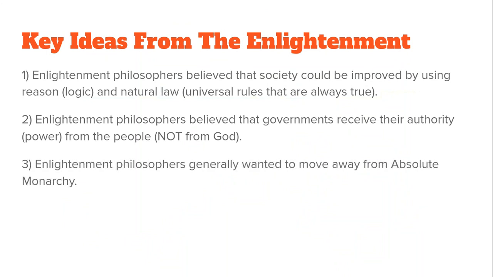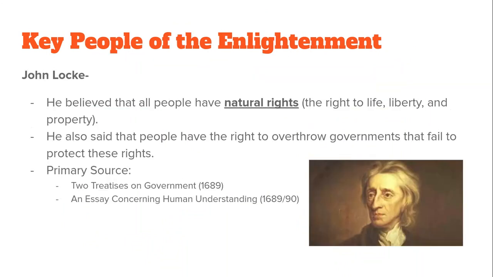And then finally, most Enlightenment philosophers wanted to move away from absolute monarchy. They saw it as inefficient, they saw it as unjust, so unfair to the people. And it just wasn't the best form of government for the people. And again, you're going to see a lot of absolute monarchs overthrown during this time period. All right, let's get into some of the people.